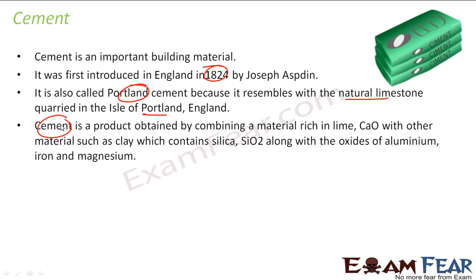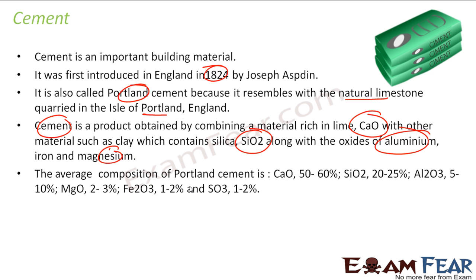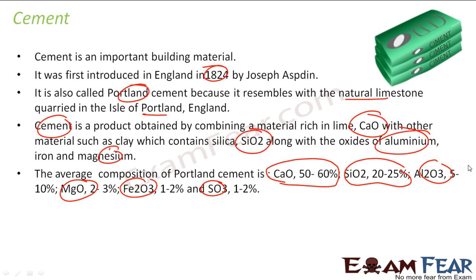Cement is a product that is obtained by combining CaO and silica and oxides of aluminum and magnesium. So you combine all these things, you get good quality cement, right? On average, the cement composition is calcium oxide 60%, silicon oxide 25%, then aluminum oxide 5-10%, magnesium oxide, Fe2O3, SO3. All these things combine to make a mixture, and the mixture is called cement.